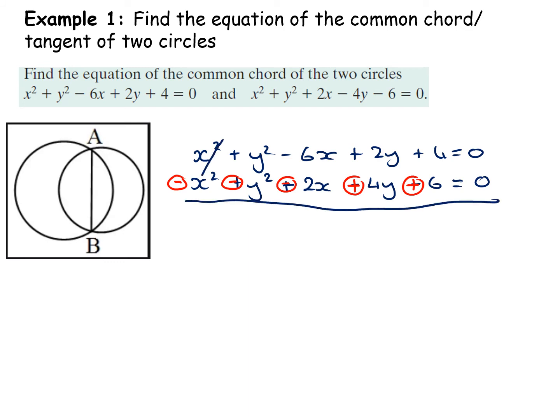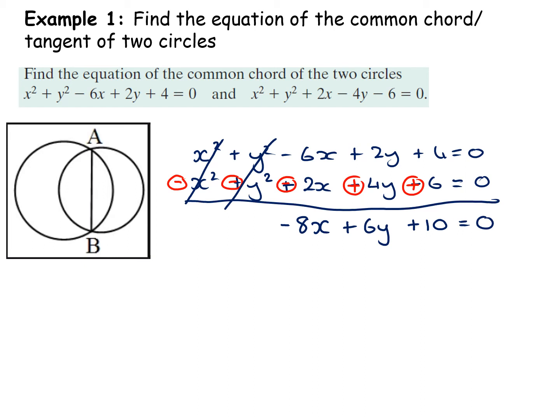And I eliminate my x squareds and I eliminate my y squareds. And what I get is minus 8x plus 6y plus 10 equals 0. And that is actually the equation of the common chord.